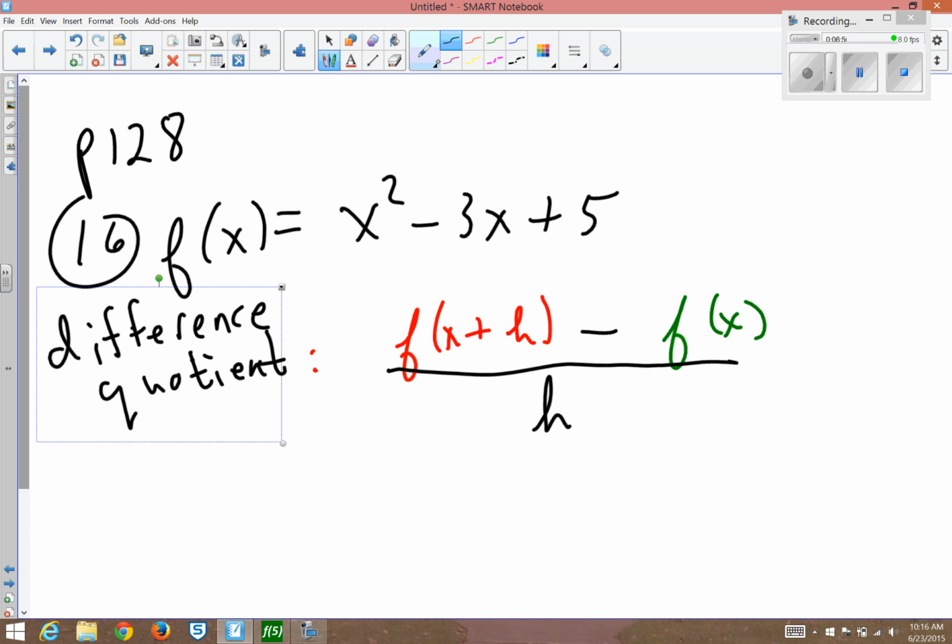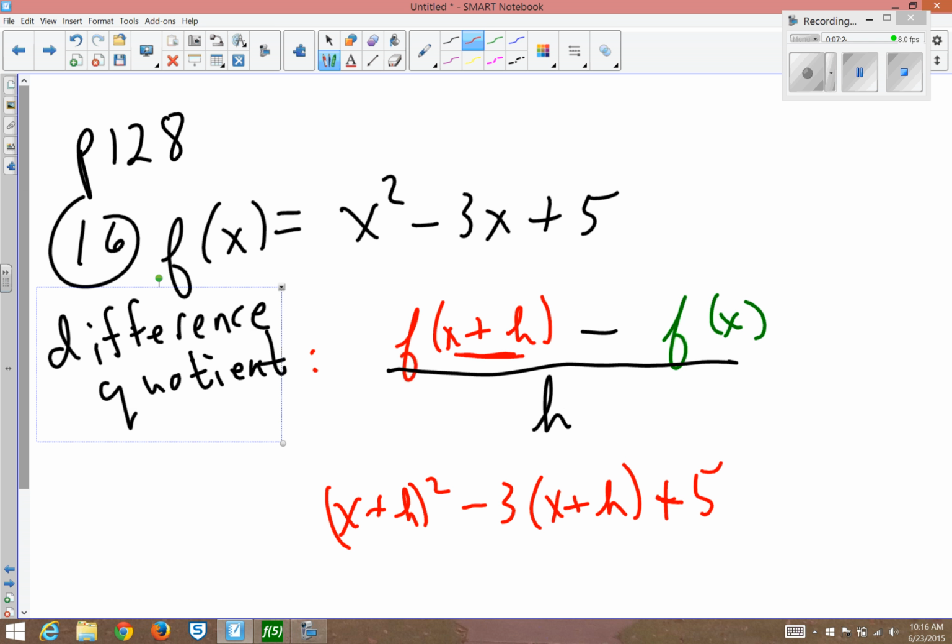And that red part, f of x plus h, means replace every x with x plus h. So there's the function that's given, but every x is replaced with x plus h. Instead of x squared, it's x plus h squared. Instead of -3 times x, it's -3 times x plus h. Plus 5 just stays that way, plus 5. Just the x's are replaced with x plus h.